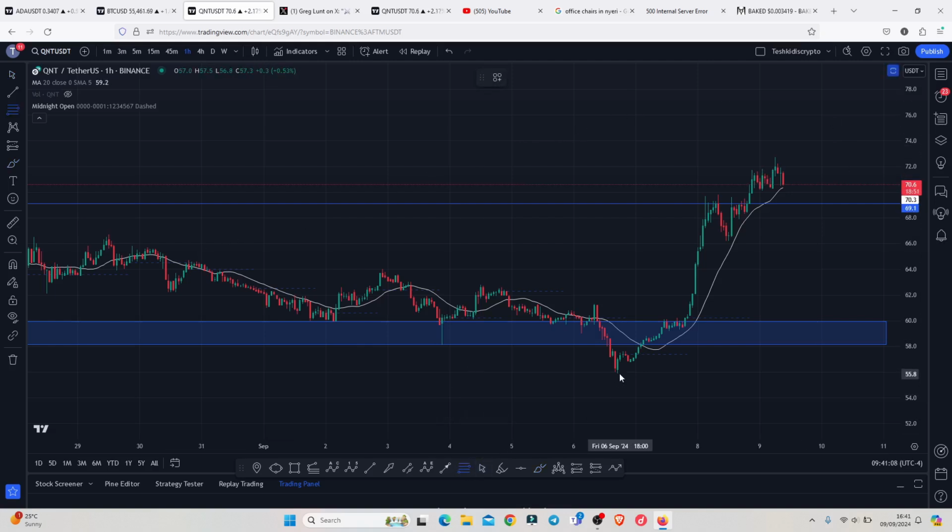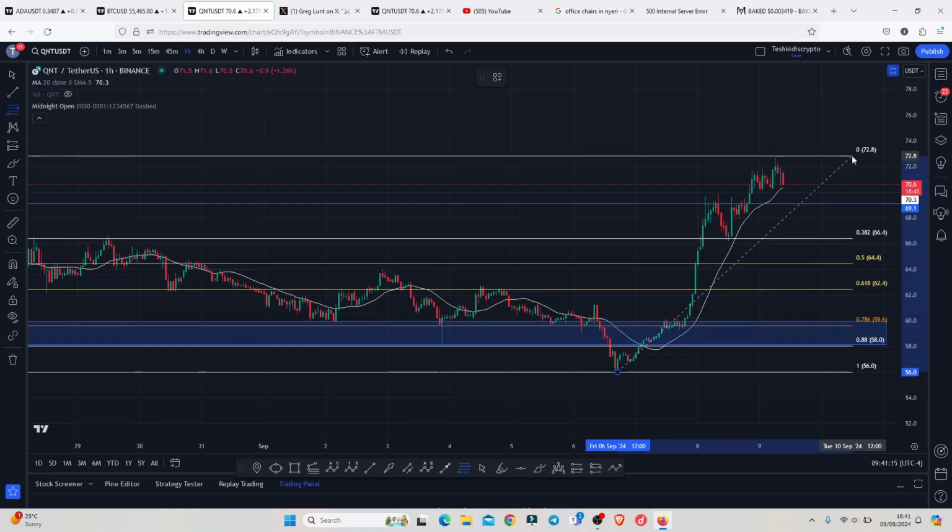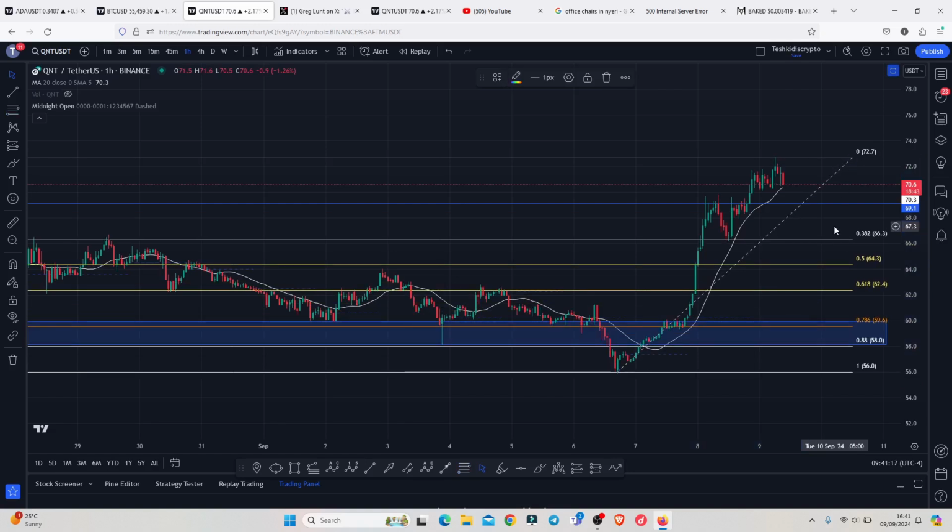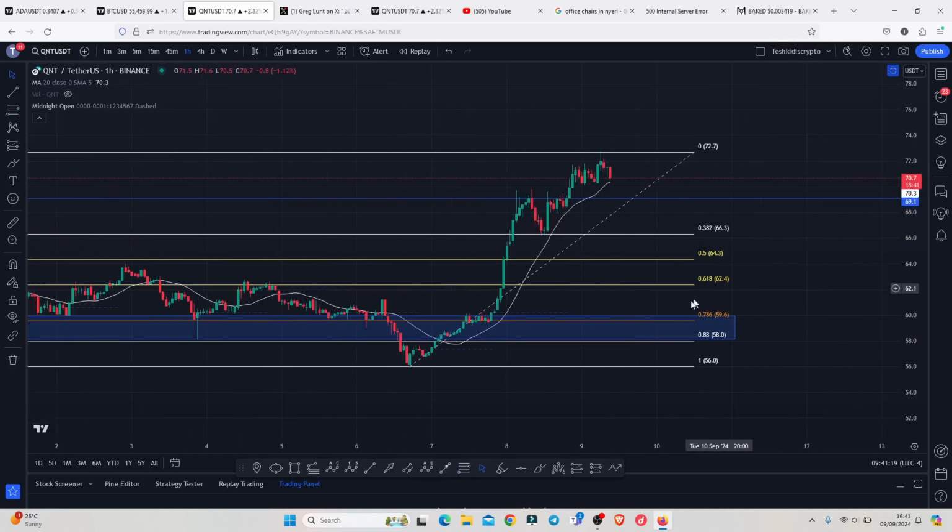using the Fibonacci, connecting the fibs from the lows that we made on the 6th of September to that high above the $72, we get a minimum pullback target area to the golden pocket between the fib level 0.5 and the fib level 0.618, and that lies between the $64.3 and the $62.4, which is the area over here.